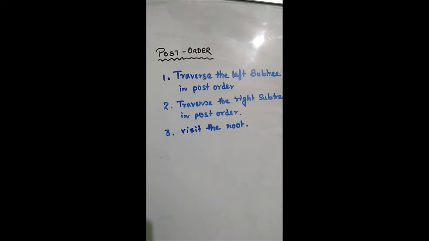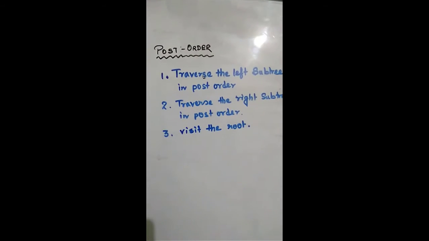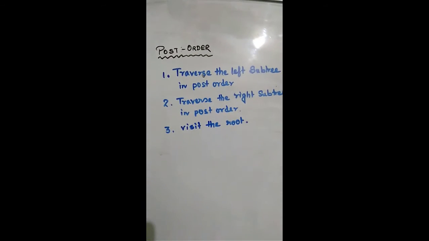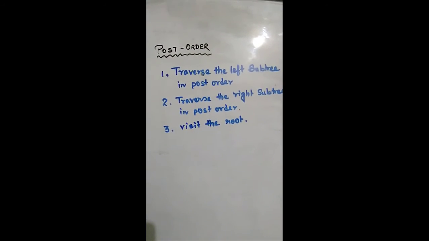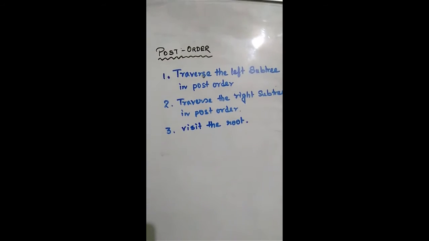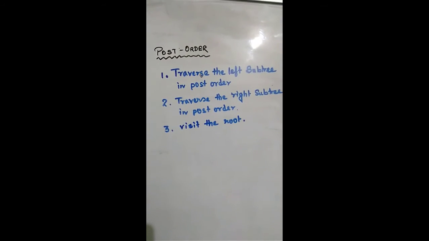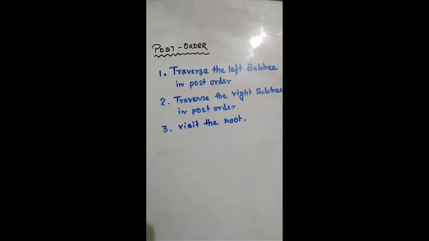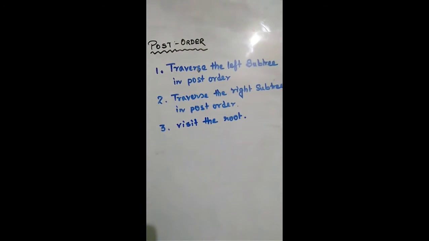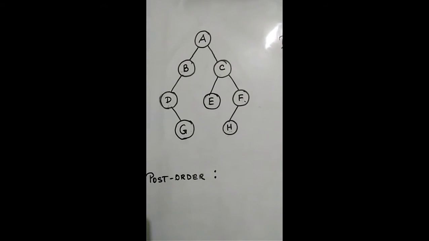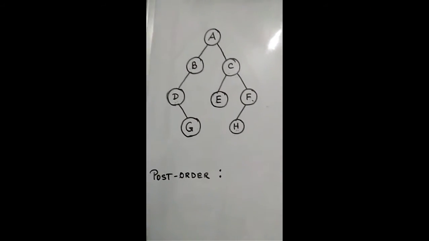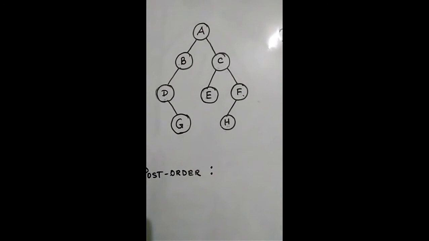By the algorithm of post-order traversal of a binary tree, first we have to traverse the left subtree in post order. Second, we have to traverse the right subtree in post order, and finally we have to visit and print the root. So let's find out the post order traversal of this binary tree.